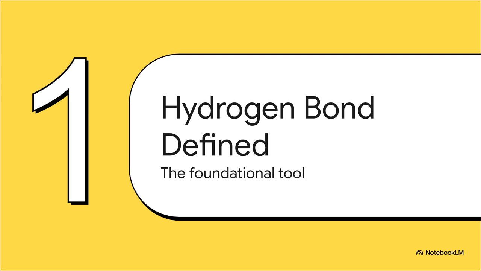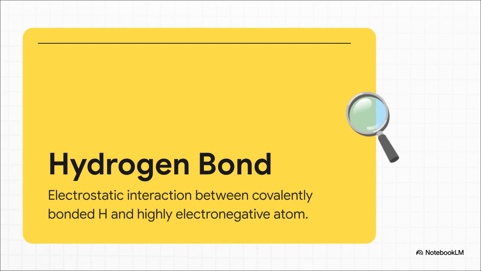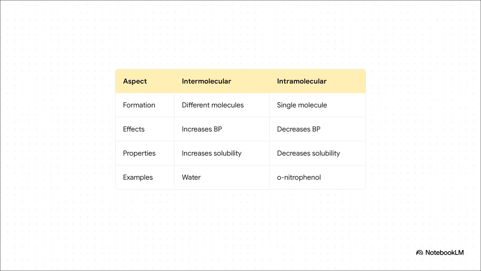First things first, we need to understand the tool that actually builds all these phenomena. Think of a hydrogen bond almost like a highly specific microscopic magnet. It happens when a hydrogen atom, which is already covalently bonded to a highly electronegative atom, develops a partial positive charge. Because of that charge, it gets pulled toward another highly electronegative atom nearby. Usually, that's fluorine, oxygen, or nitrogen. Now, these bonds are weaker than true covalent or ionic bonds, but they are significantly stronger than your standard van der Waals forces.